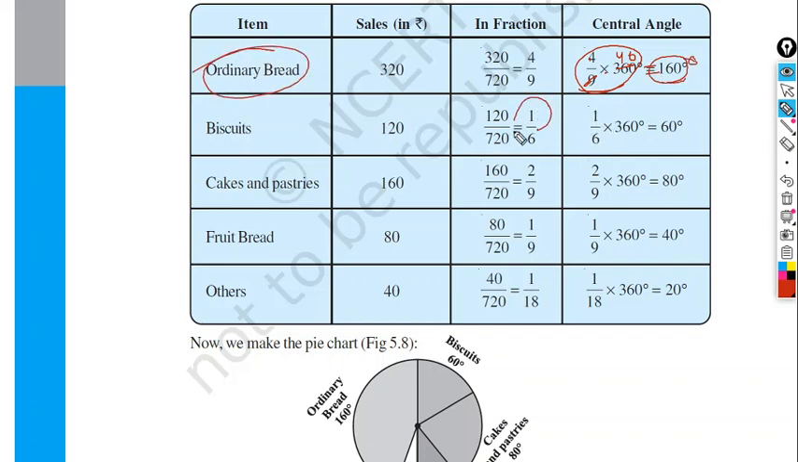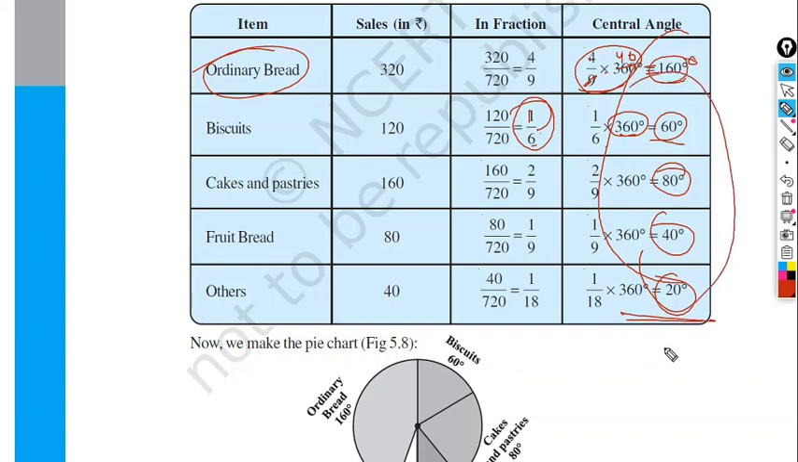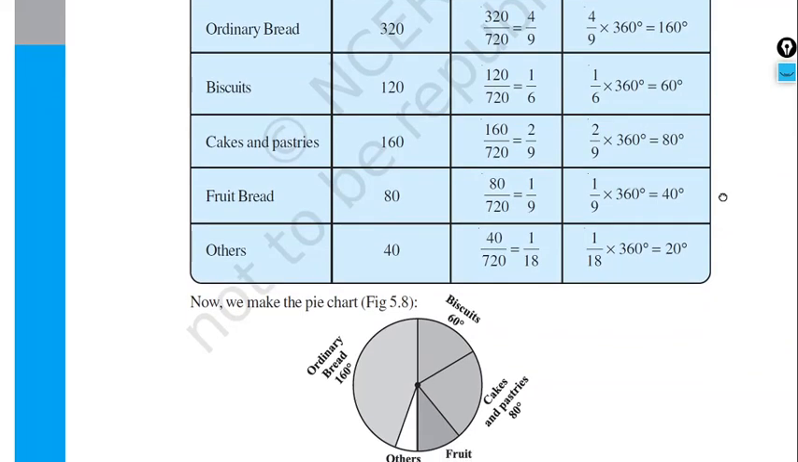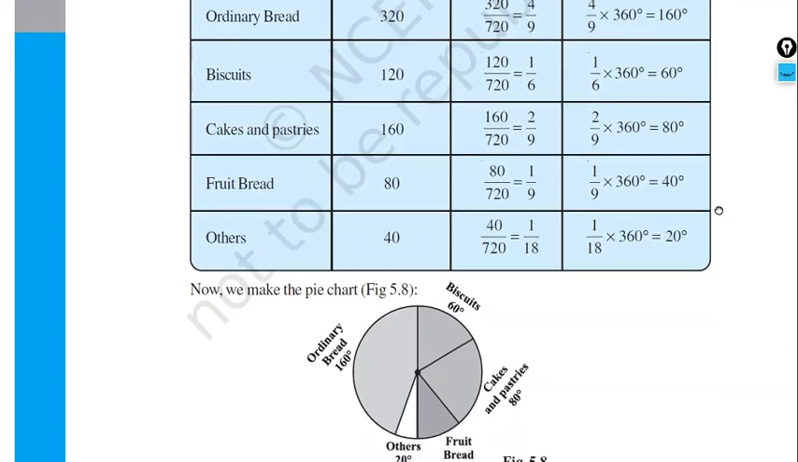Similarly 1/6 was here. Now you multiply 1/6 into 360. Same story here. It will be 60 degree. Similarly you find 80 degree, 40 degree and 20 degree. Now if you add all these degrees, the sum of all the degrees will be 360 degree. If it is not 360 degree, then your calculation is wrong. So it is 360 degree now. Now we can move towards drawing our chart. So we will move to the drawing section.